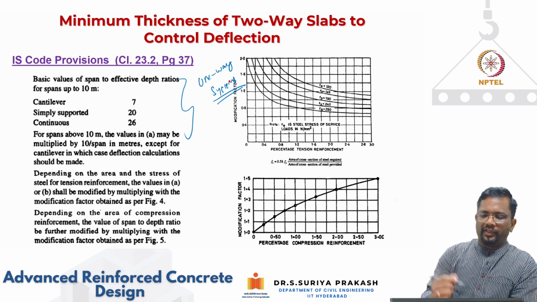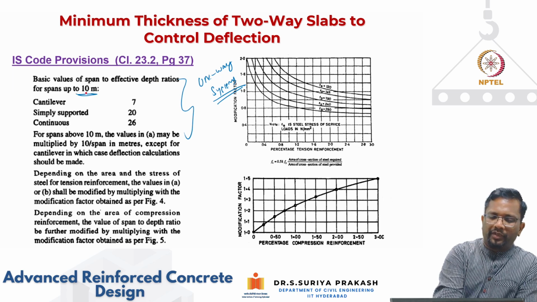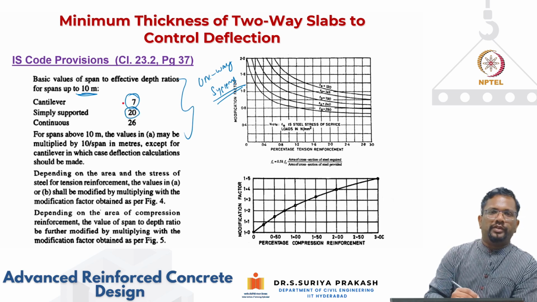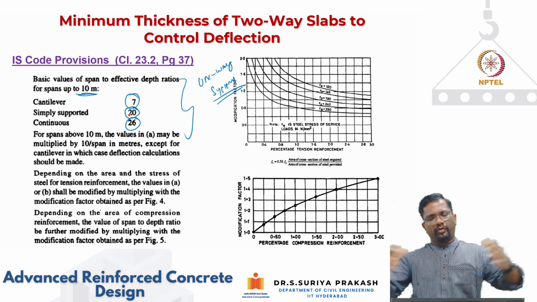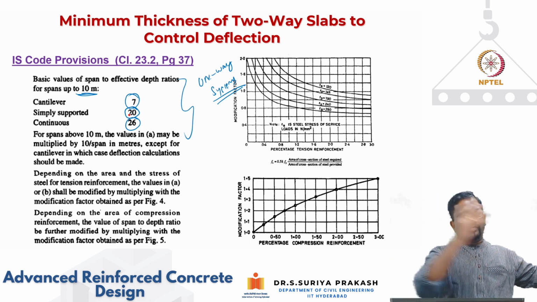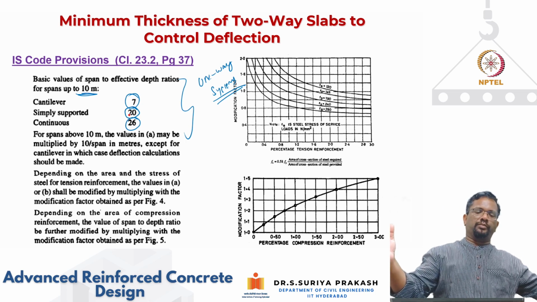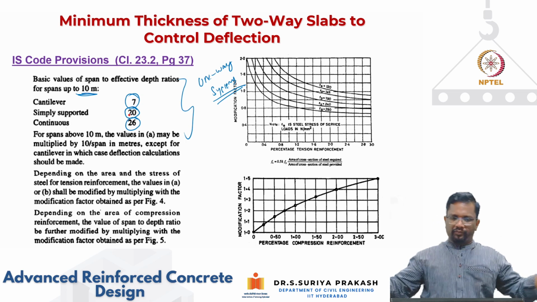So we have seen that in beams, for basic values of span to effective depth ratio, up to 10 meter, for cantilever, L by D ratio should be 7. For simply supported beam, it is 20. For a continuous system, it is 26. So again, for a one-way slab system or one-way beam system, your end span, one side will be continuous, one side will be simply supported, right? And the interior spans will be both sides continuous.